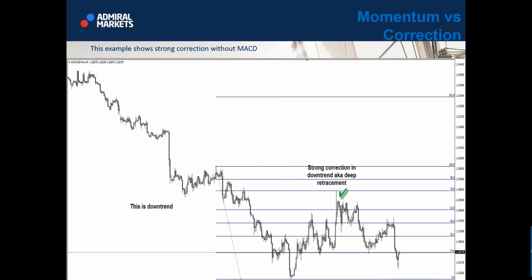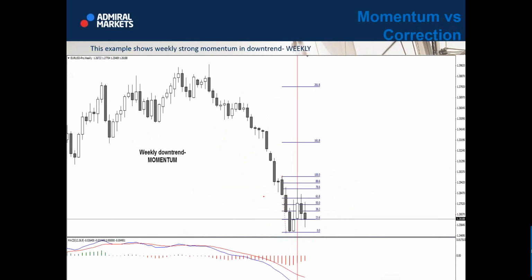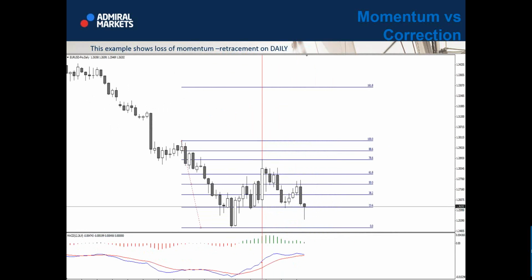This is the example without MACD. Okay, so you can see a downtrend. This is a correction here or retracement. It's called a deep retracement. And this example is basically using, look at this, the weekly chart. And when we zoom on to the daily chart, we can see this is a clear downtrend. And the same candle on daily shows a downtrend with retracement.